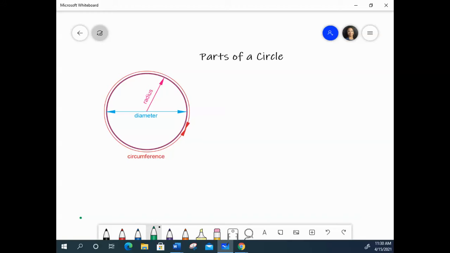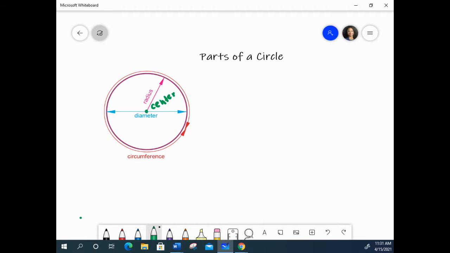All right, ladies and gentlemen, in this video, I'm going to go over the different parts of a circle. So here we have a circle, and the first thing that you need to know is that a circle has a center. And the center is the point that is right smack dab in the middle of a circle. So this green dot that you see here is called the center.